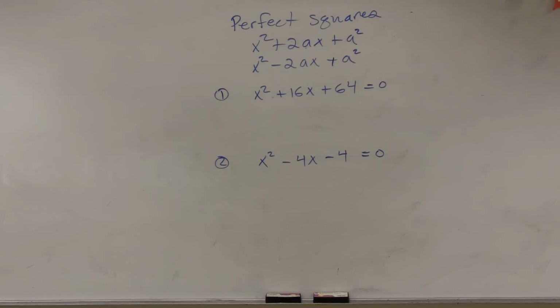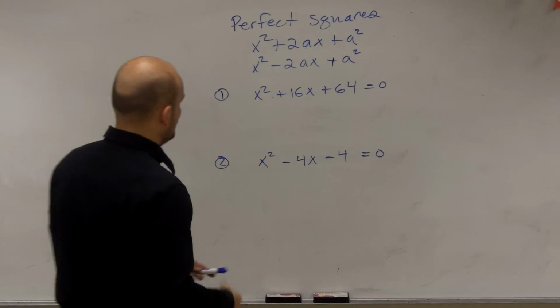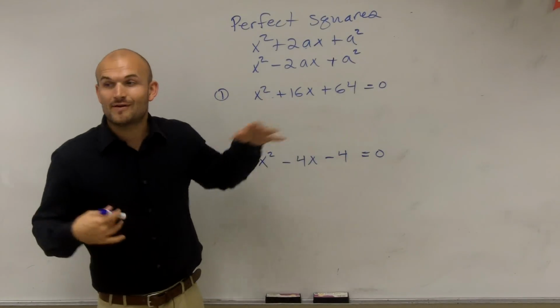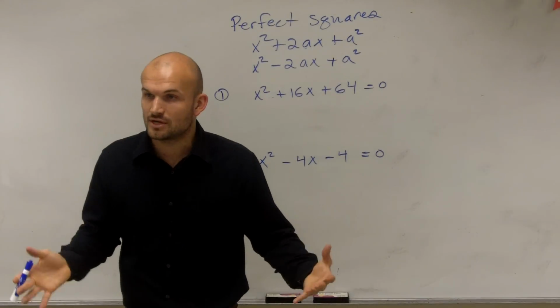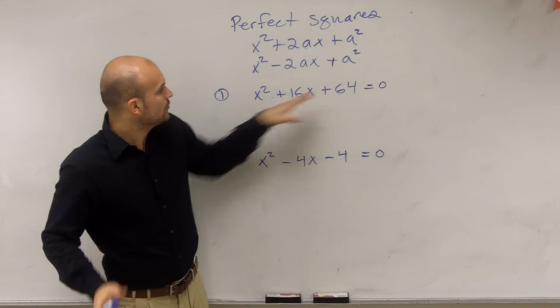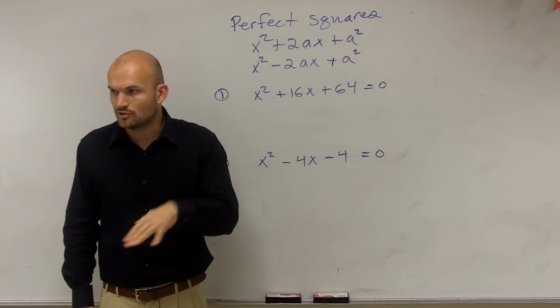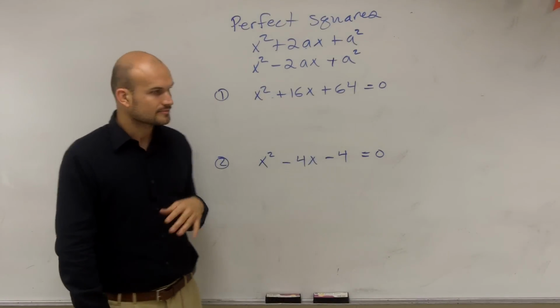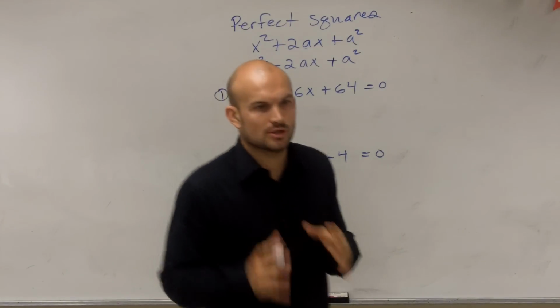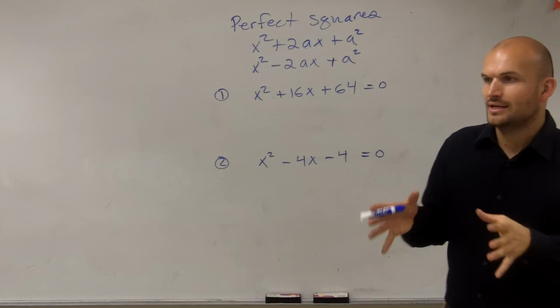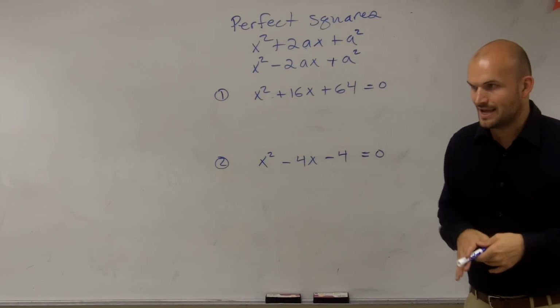So, the first thing we always want to do for every problem is always look to factor out the GCF. We notice in problem number one, there is no GCF. There's no number or variable that they share that we can factor out. So the next thing we do is look for what they have, and whether there is any kind of special pattern.